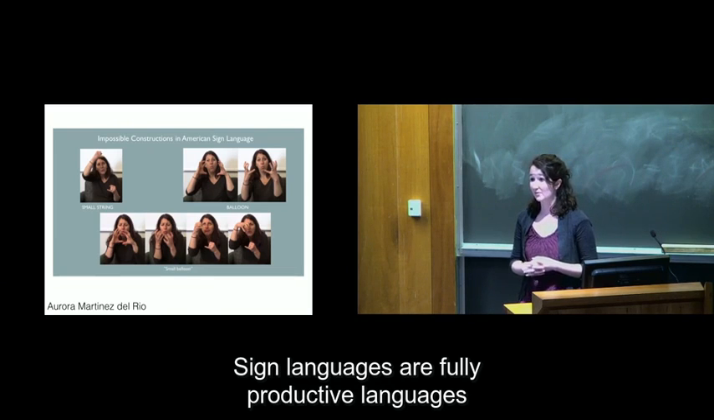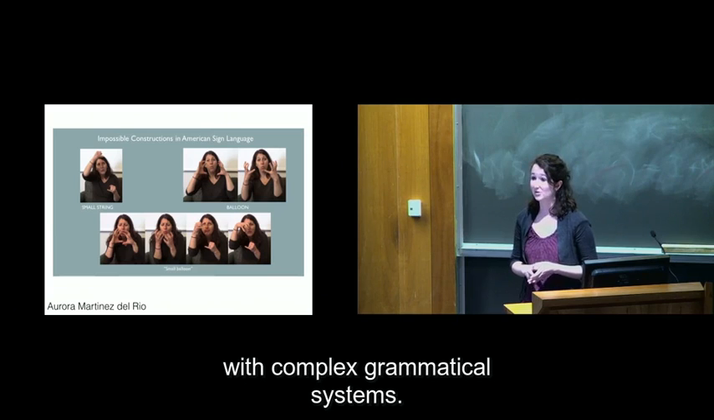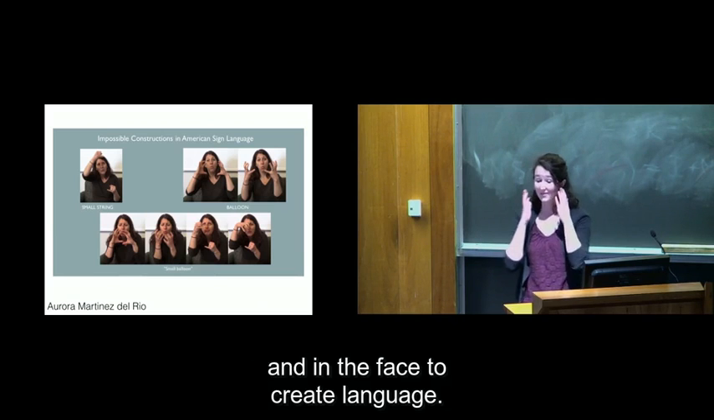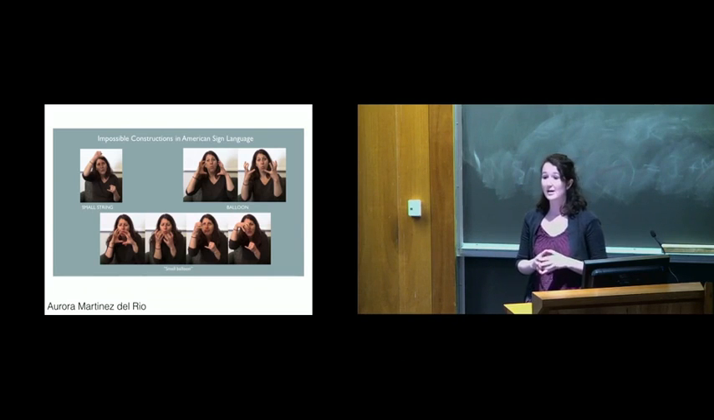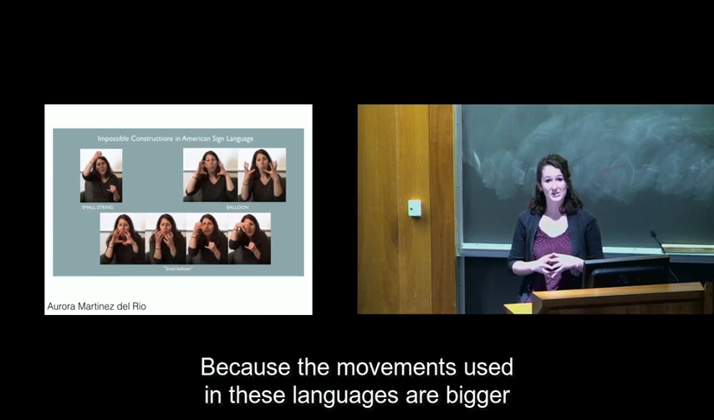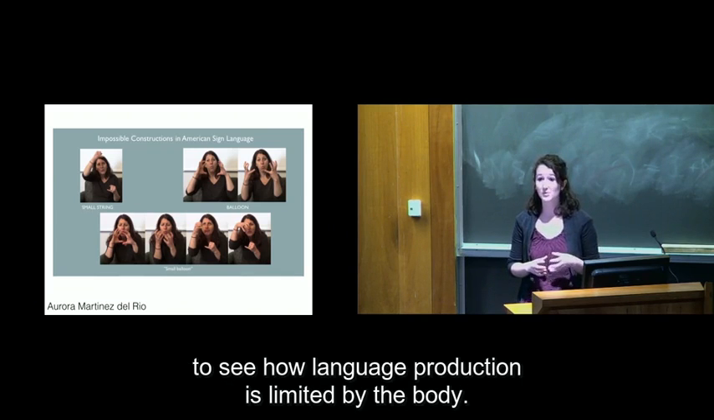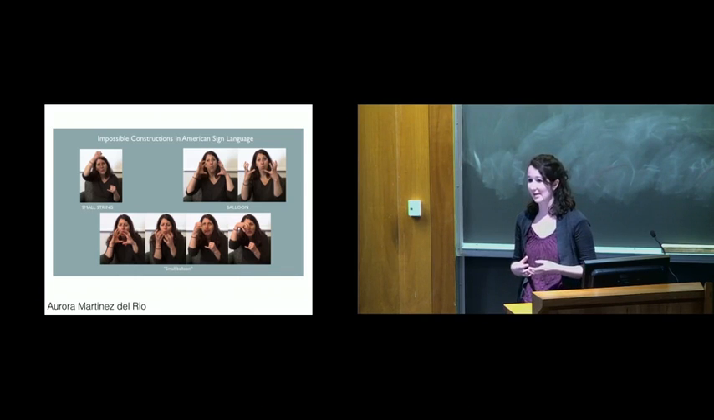Sign languages are fully productive languages with complex grammatical systems. They use different movements of the hands combined with configurations of the body and the face to create language. Because the movements used in these languages are bigger than those that we see in spoken languages, it's easier to see how language production is limited by the body.